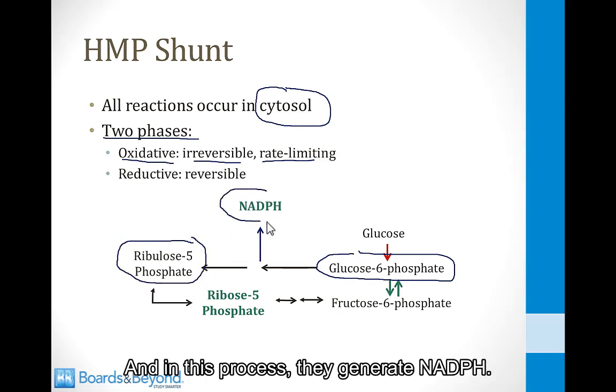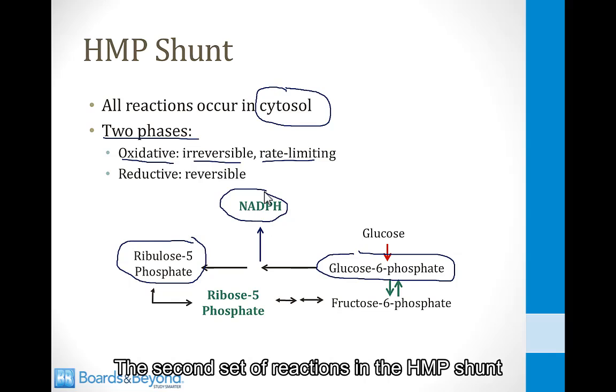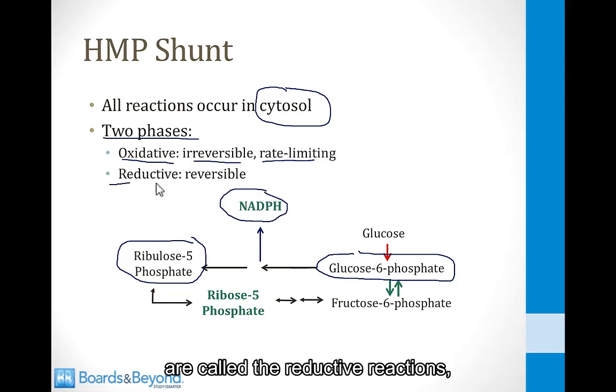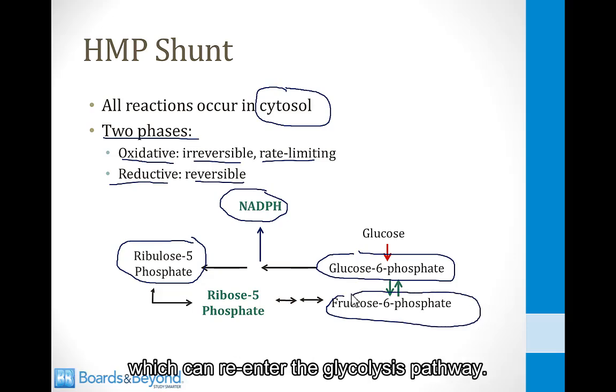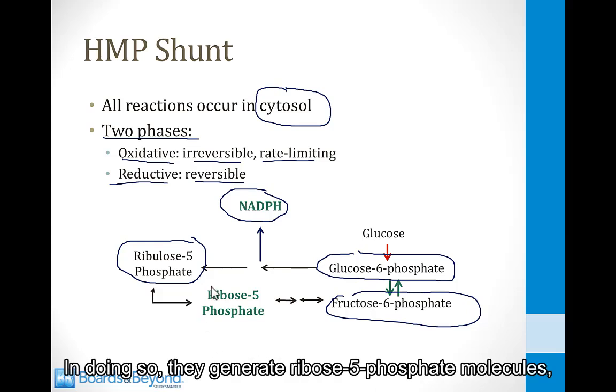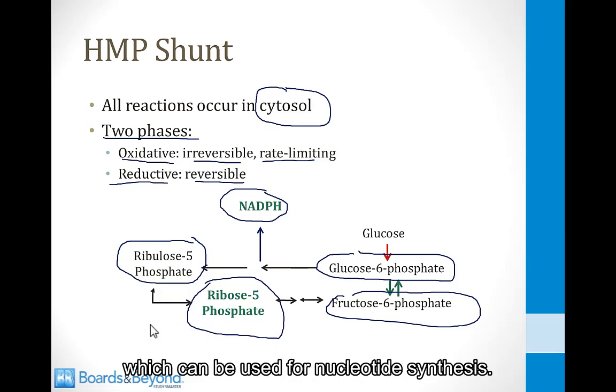process they generate NADPH. The second set of reactions in the HMP shunt are called the reductive reactions. These are all reversible, and these convert molecules of ribulose 5-phosphate back into fructose 6-phosphate, which can re-enter the glycolysis pathway. In doing so, they generate ribose 5-phosphate molecules, which can be used for nucleotide synthesis.